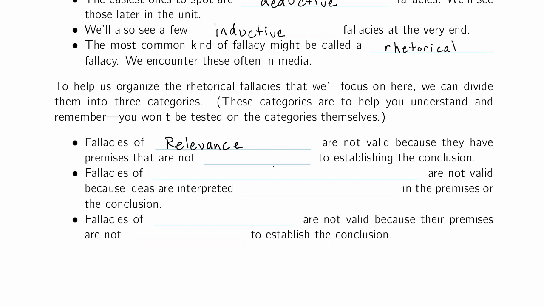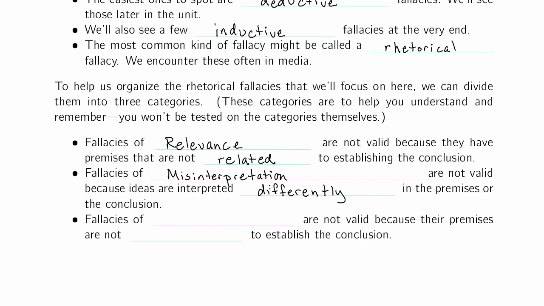These arguments are not valid because they have premises that are just not related to the conclusion at all. So the premises are disconnected from the conclusion in a fallacy of relevance. We have some fallacies of misinterpretation, where the person making the argument has accidentally or intentionally misinterpreted some of the information in the premises. These are not valid because ideas are interpreted differently in the premises and in the conclusion.